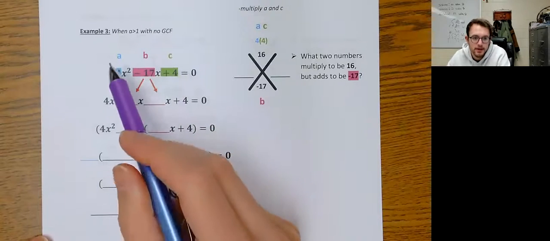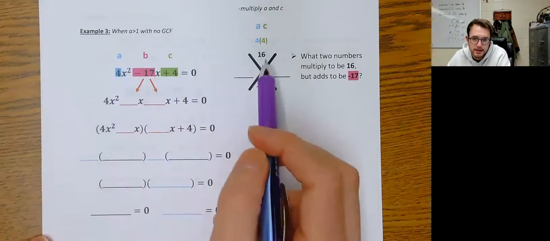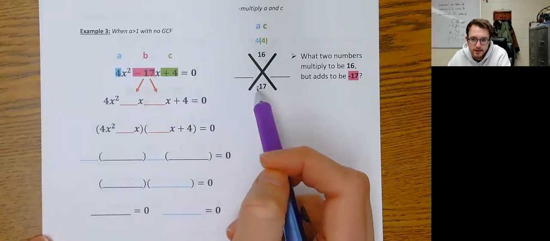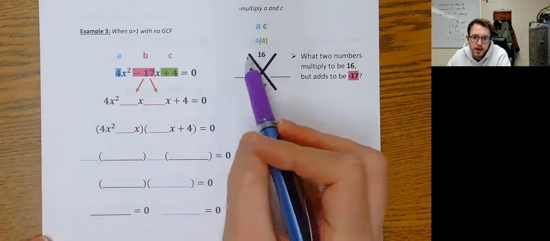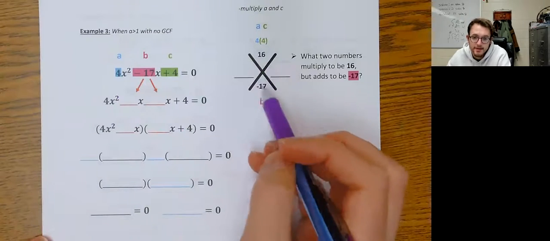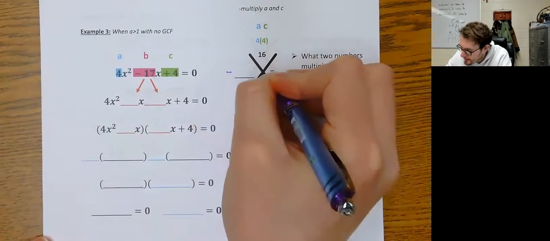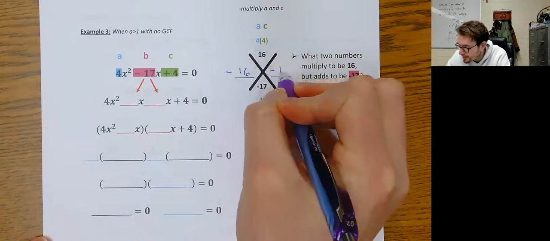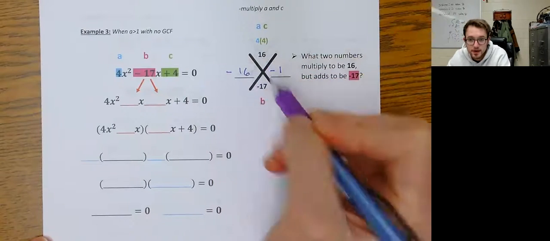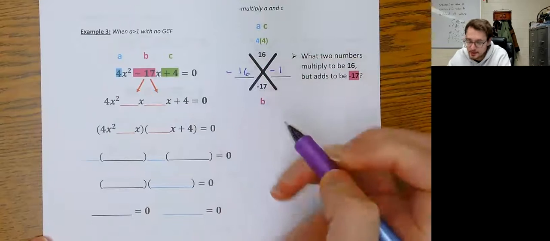Okay, so AC method, what is 4 times 4? We get 16, and we got -17 down here. So remember, when you got a positive product and a negative sum, both numbers have to be negative. And I'm going to say -16 and -1, because those multiplied together give you +16, and those added together give you -17.